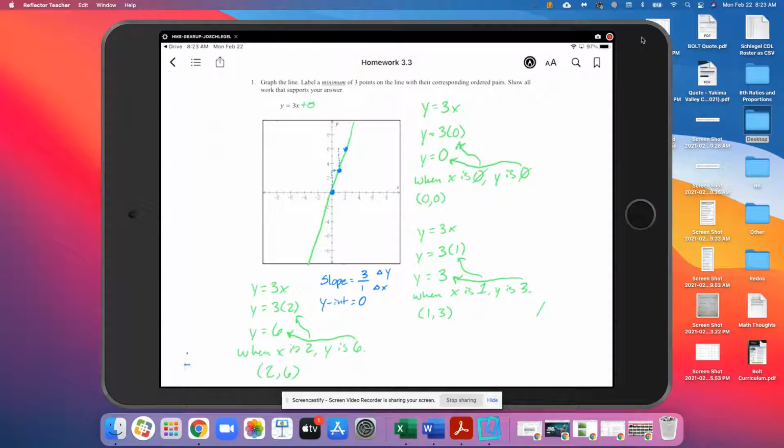And you would see if I do it again even and make a fourth point, up 3 and to the right 1, I still land on the line. So the way that I'm going to go about doing these from here forward is going to be to use the slope and the y-intercept to do it.